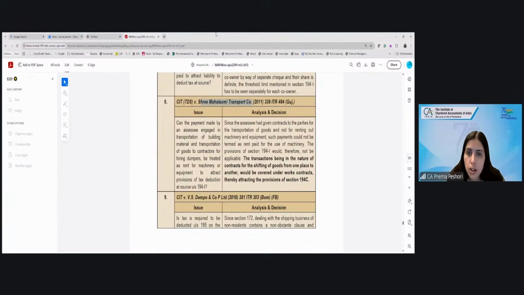So the Gujarat High Court held that the contract which they entered into for the transportation of goods is not for renting out of machinery. And therefore 194I will not be applicable. Here this is in the nature of contract for shifting of goods from one place to another, and therefore this is a work contract on which the TDS will be under 194C.